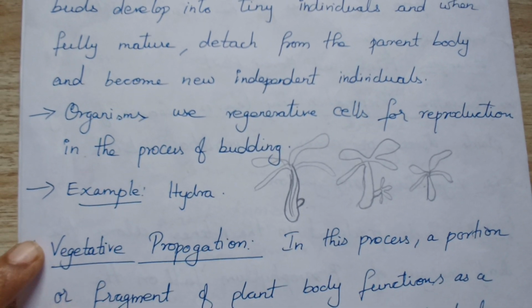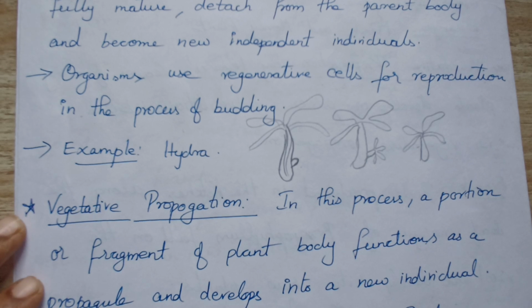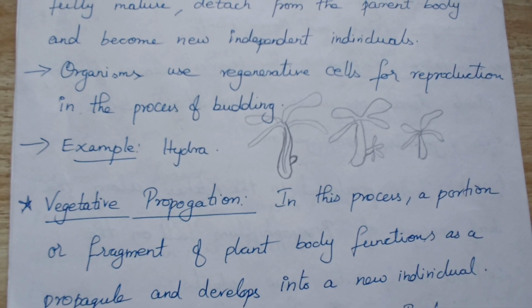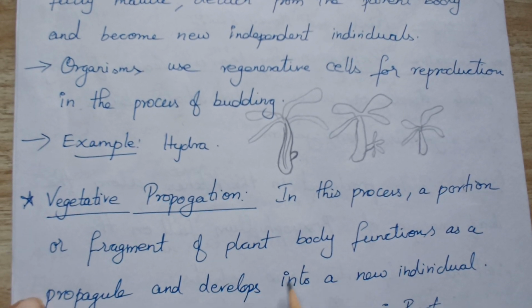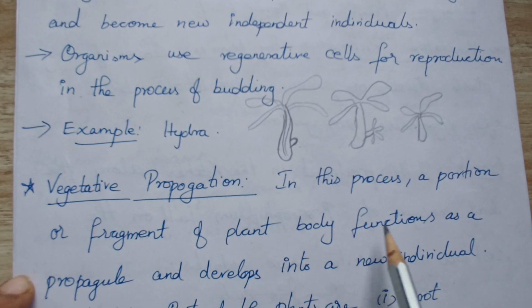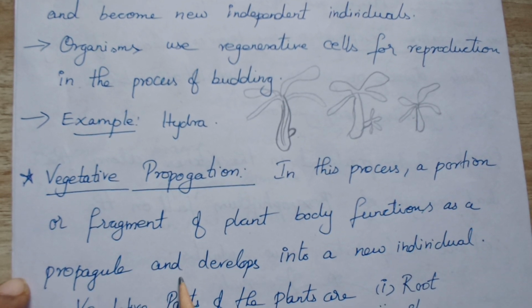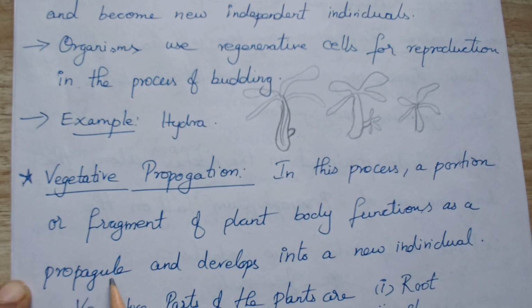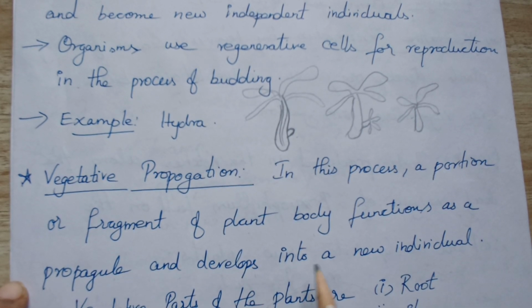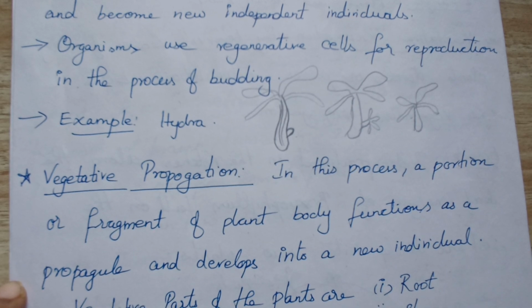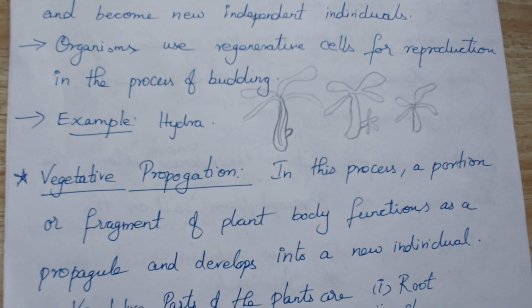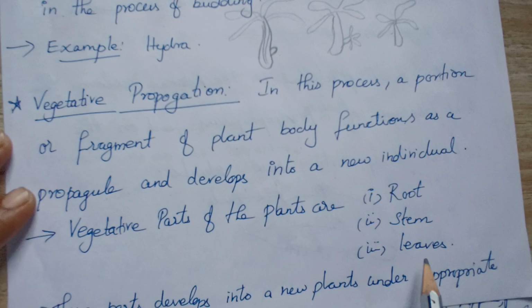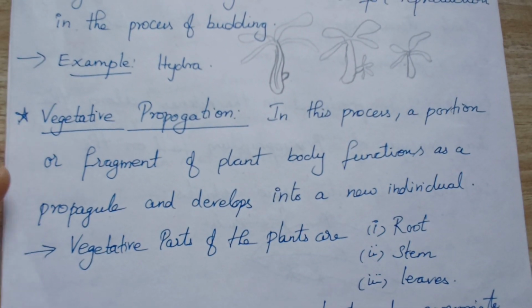Okay, next vegetative propagation. Vegetative propagation is asexual reproduction in plants. In this process a portion or fragment of the plant body functions as a propagule and develops into a new individual, that is detached from the parent plant body and develops into a new individual. Vegetative propagation means using the vegetative parts of the plants. Root, stem and leaves are the vegetative parts of the plants.